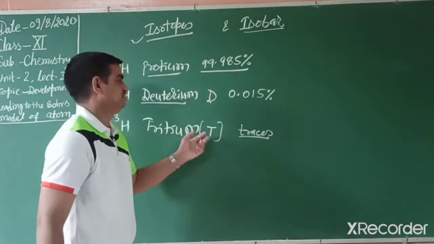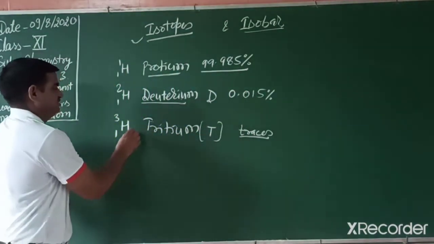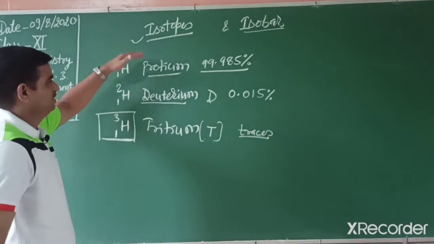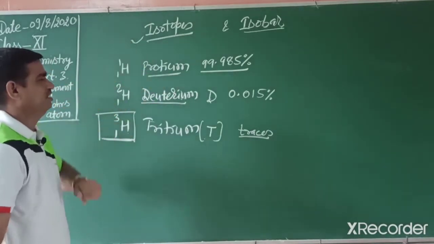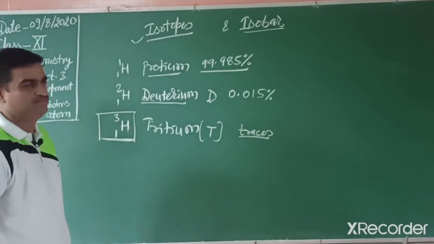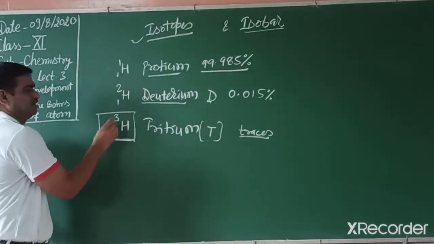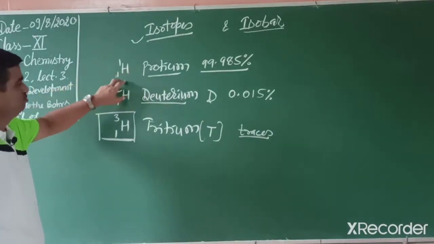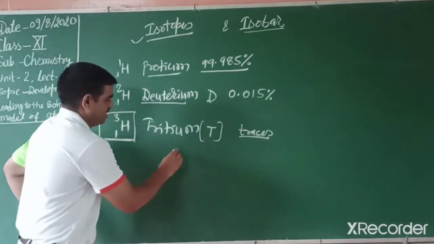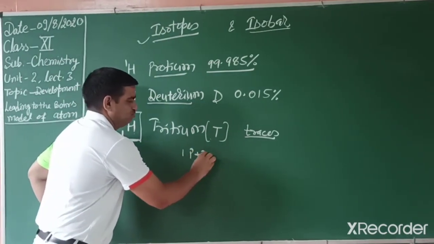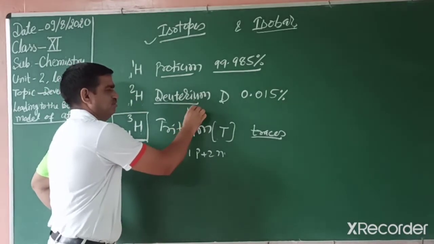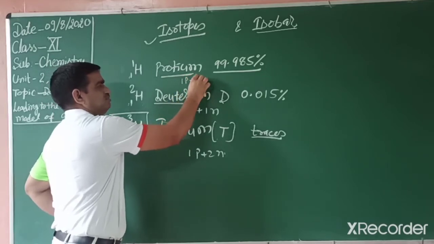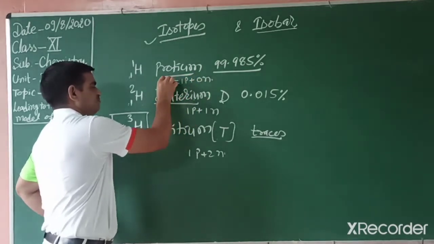So students, this one is radioactive also. This hydrogen is radioactive, it releases radiation continuously. So the overall mass of hydrogen is the average of all of these. In these 3 different atoms we see all have the same atomic number, 1, 1, 1. But the mass number is different. Protium 1, deuterium 2, tritium 3. In tritium there is 1 proton plus 2 neutrons. Deuterium has 1 proton plus 1 neutron. And protium has only 1 proton plus 0 neutrons. So this one is atomic mass.